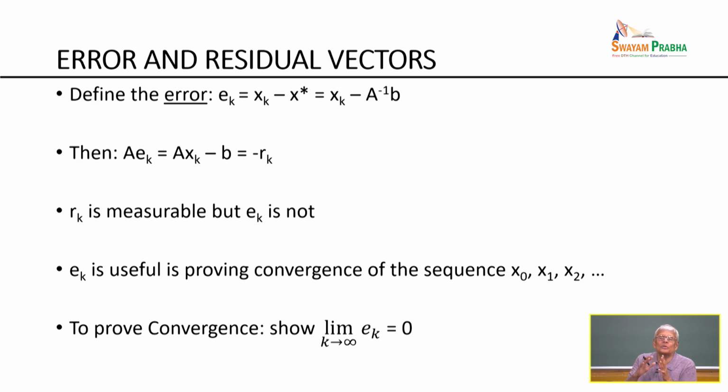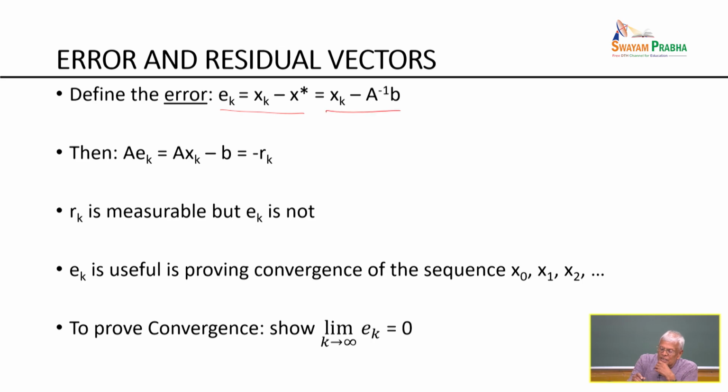So I want to move towards working for the proof of convergence. I already have Rk, but to facilitate my argument in the proof, I am now going to define another quantity called the error vector. What is the error vector? It is defined as Ek equals xk minus x star, which is equal to xk minus A inverse B.